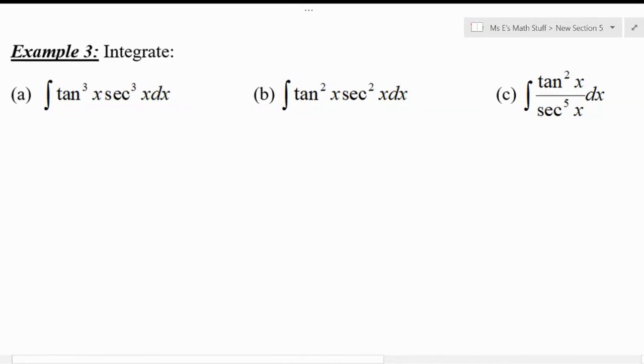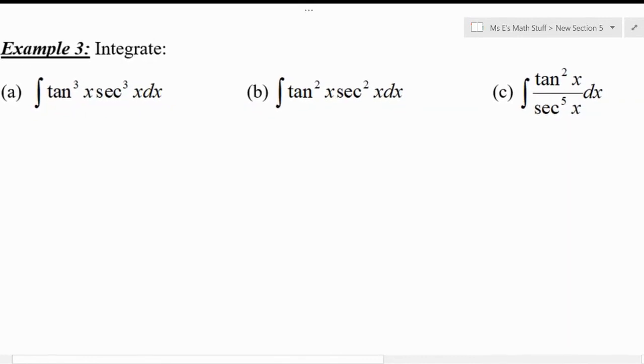All right, my friends, example 3. You can see we've transitioned from sine and cosine to tangent and secant. So go ahead and see what you can do with example 3 here. Part A, the integral of tangent cubed x times secant cubed x dx. Part B, integral of tangent squared x times secant squared x dx. And part C, integral of tangent squared x over secant to the 5th x dx.